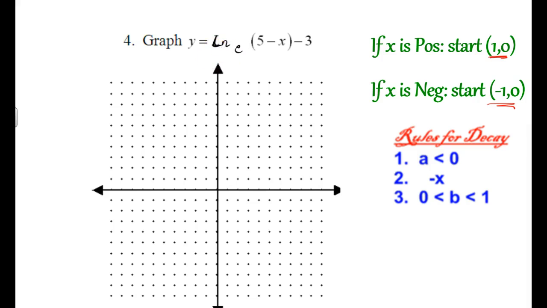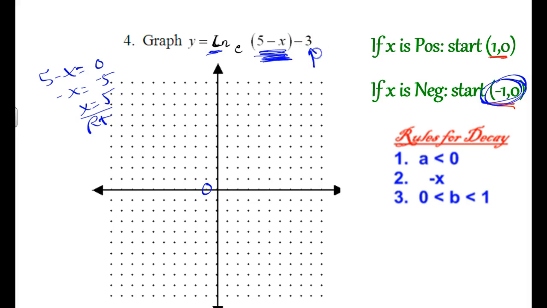So this next problem is graphing the natural log of 5 minus x, minus 3. So again, the start value, since it is a negative x, I would start at -1, open dot. This is going to be a horizontal shift, so I'll set this equal to 0 and find out that it's being shifted 5 units to the right, and this says 3 units down. So I'll move this 1, 2, 3, 4, 5 right, and 1, 2, 3 down.